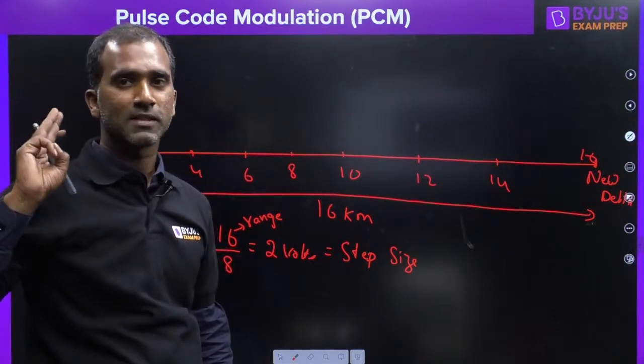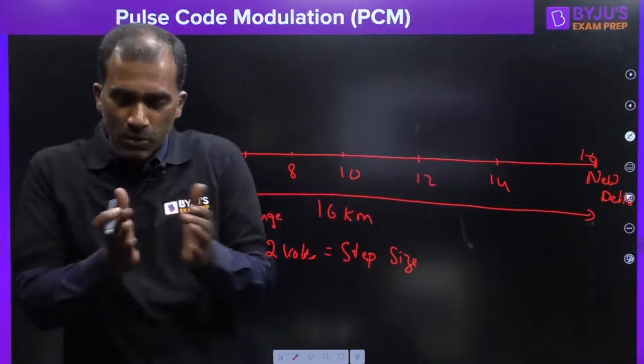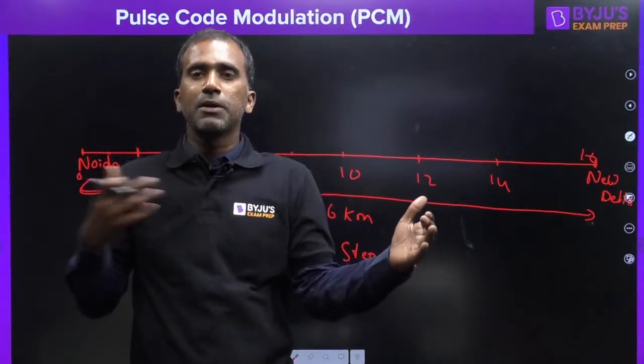A signal which takes voltage from 0 to 16 volts, I want to design a quantizer for that by using 3 bits. 3 bits means 8 quantization levels. Then also I'll analyze in the same way. 0 to 16 voltages are possible, and I'm permitted to have 8 quantization levels.